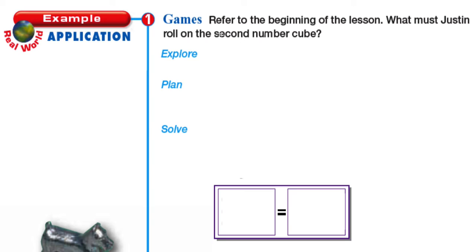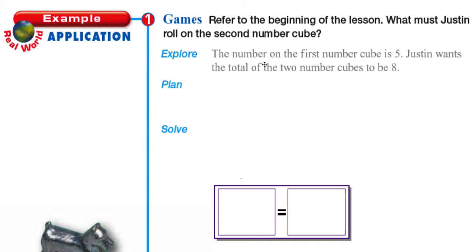So let's go back. Refer to the beginning of the lesson. What must Justin roll on the second number cube? So what do we know? We know that the number on the first number cube is 5. Justin wants a total of the 2 number cubes to be equal to 8.